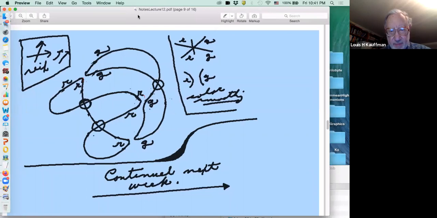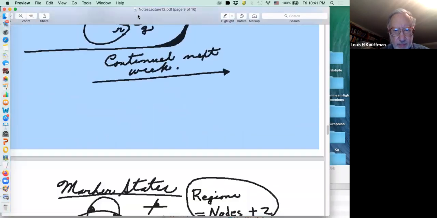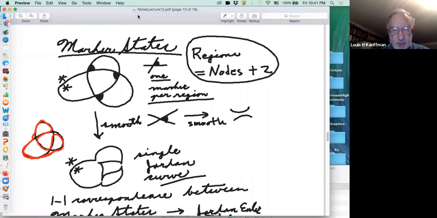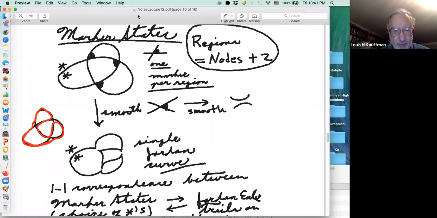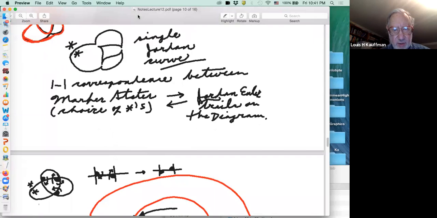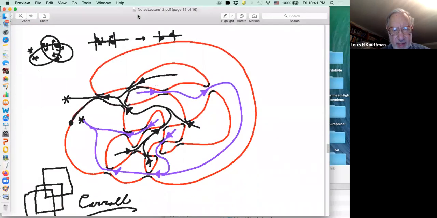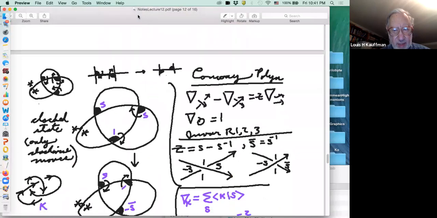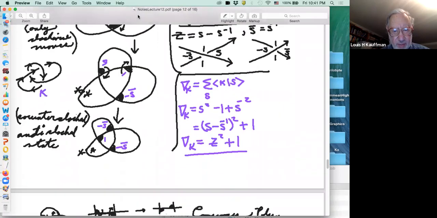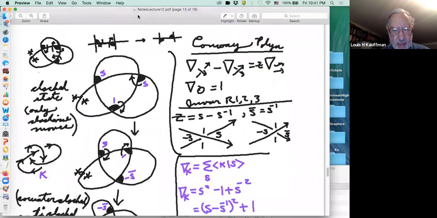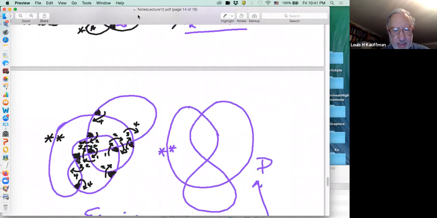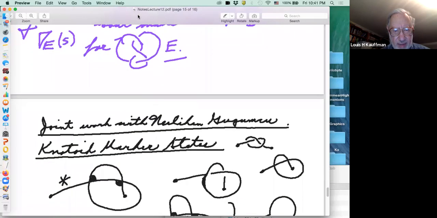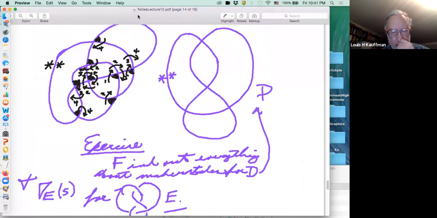And then we talked about the marker states. And I'll go back and talk about this from the beginning, but we talked about them, and I told you a little about them and how they work, and how they are related to the Conway polynomial, and a little more about that and how they're related to knotoids.